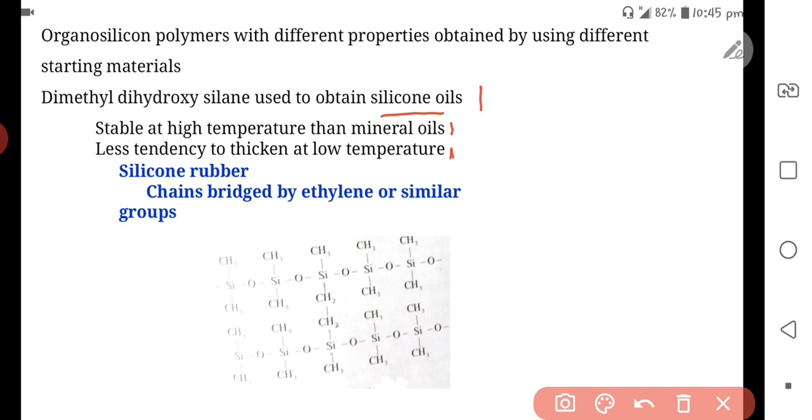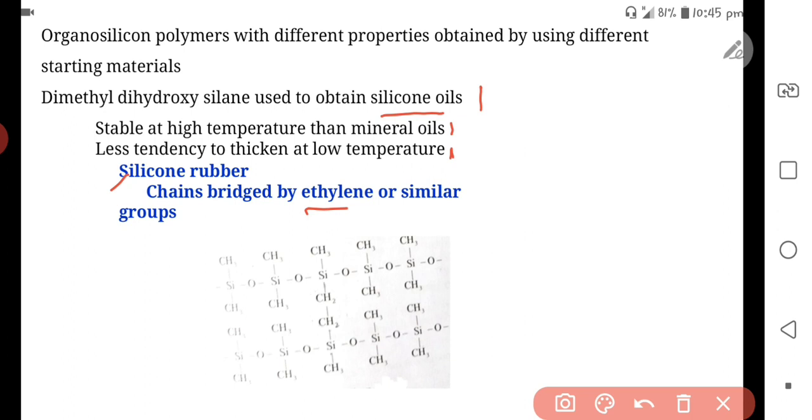Okay, next, another commercially important product of silicone polymers is silicone rubber. How are silicone rubbers formed? If the chains are bridged by ethylene or similar groups, then it results in a silicone rubber. If silicone polymers are formed and two different chains are linked by ethylene groups, the resulting compound is called silicone rubber. This is how it happens.